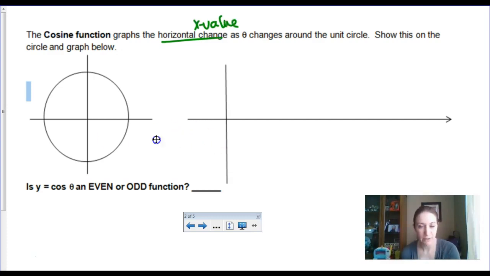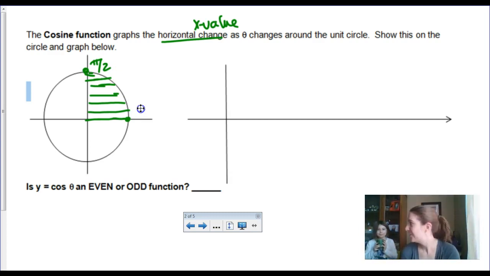So if we think about here at 0 radians, the x value is all the way over here at 1, and then the x value at various radian measures. They get smaller and smaller until they get all the way up here, where at pi over 2, it's going to be an x value of 0.